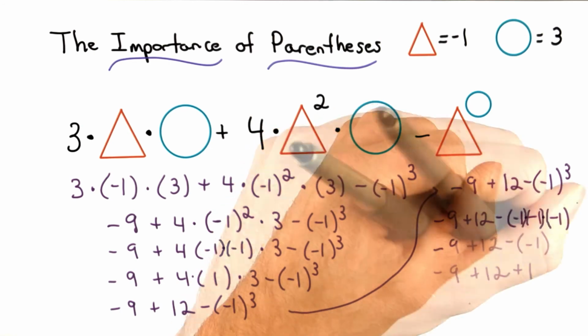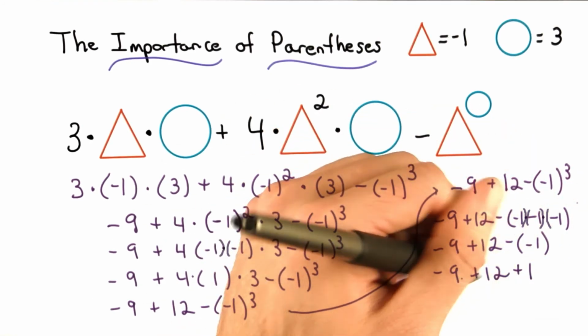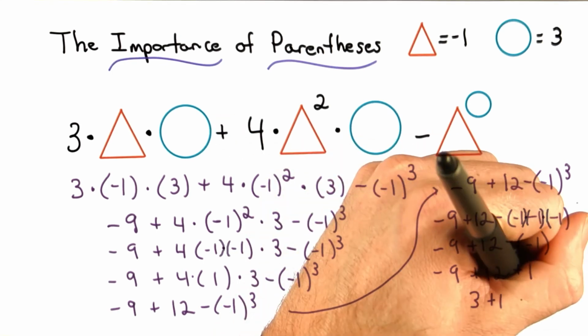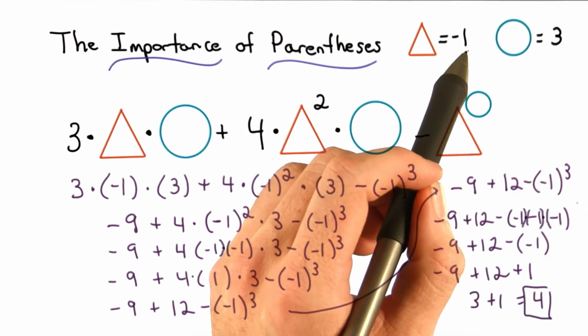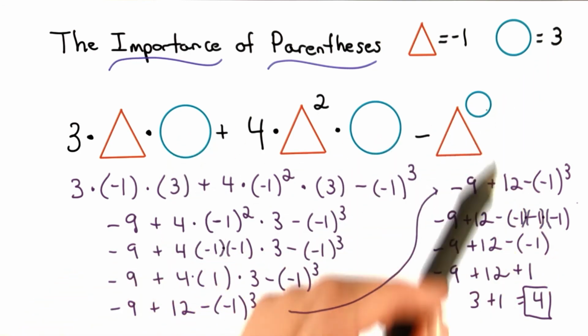So I have -9 plus 12. Subtracting a negative is really adding a positive. -9 plus 12 is 3. Plus 1 is 4. When I plug in the value of -1 for my triangles, and when I plug in the value of 3 for the circles, I get an answer of 4.